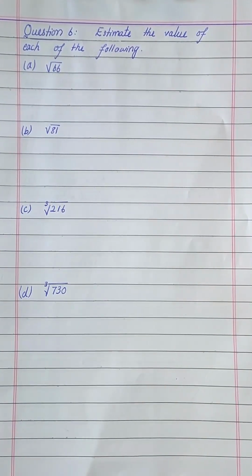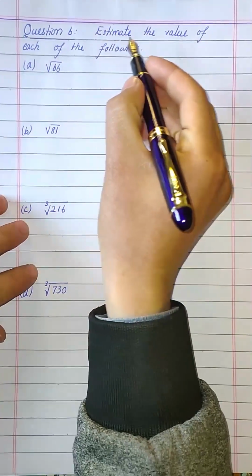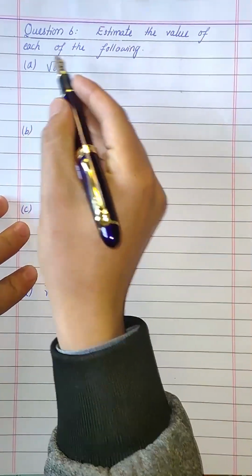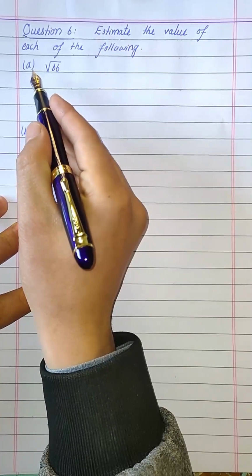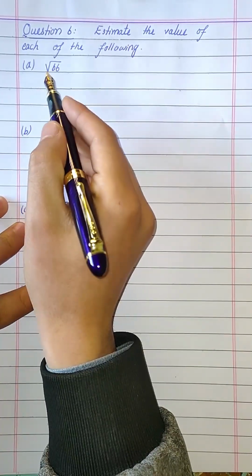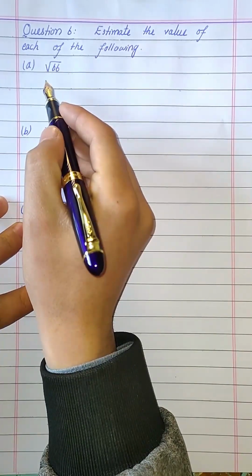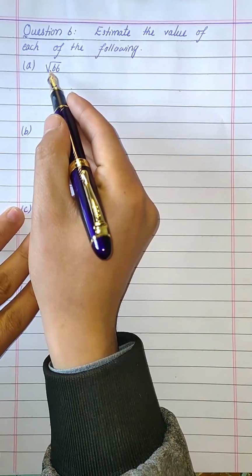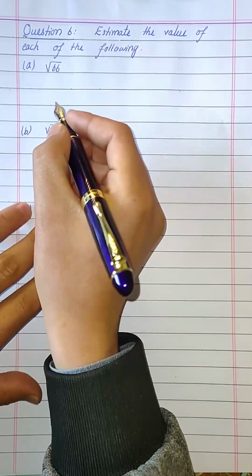Question number 6. Estimate the value of each of the following. So we have the square root of 66. We have to estimate the value of the square root of 66. So we have to find an estimation for the square root of 66.